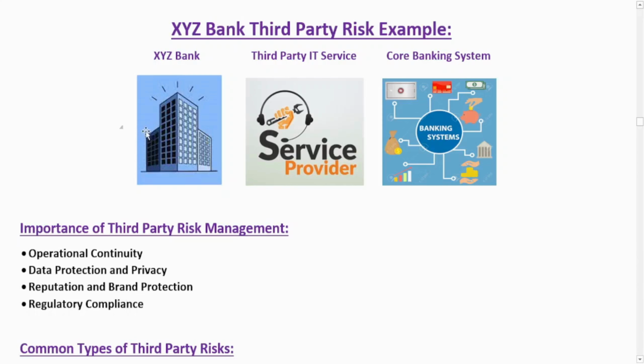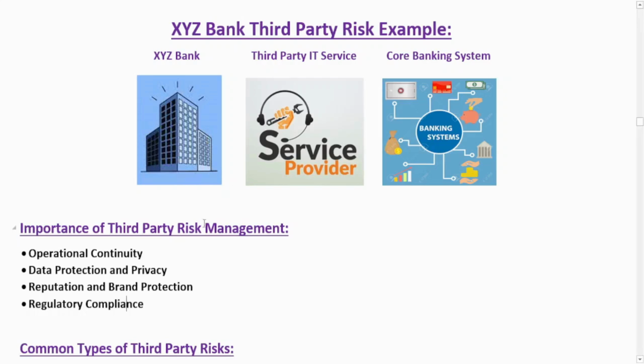Suppose there is a bank, a financial institution named XYZ Bank. We all know that banks rely on a third party IT services provider to manage their core banking system, and we assume the same in our case, that XYZ Bank relies on a third party IT services provider to manage its core banking system. That includes customer data, transaction processing, and the digital banking platform as well. Because the third party IT services provider has all the access to XYZ Bank's crucial data, it is very important for XYZ Bank to manage all the possible third party related risk.